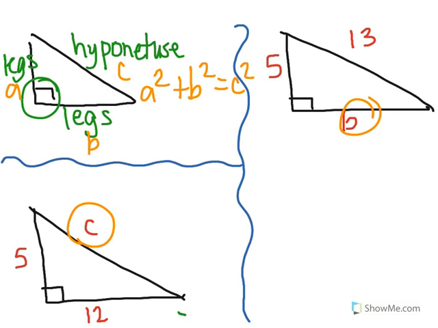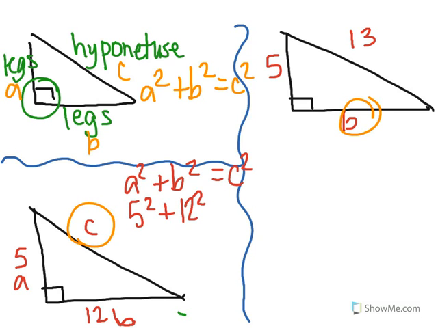I'm going to write my formula again: A squared plus B squared equals C squared. Looking at my triangle here, C is the hypotenuse, that's what we're looking for, and 5 and 12, that's A and B, or the legs. Again, with A and B, it doesn't matter which one is which. So let's fill in the information that we know. 5 is A, so 5 squared, plus 12 is B, 12 squared, gives us C squared.